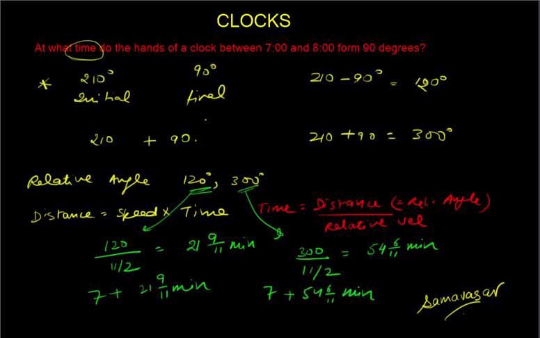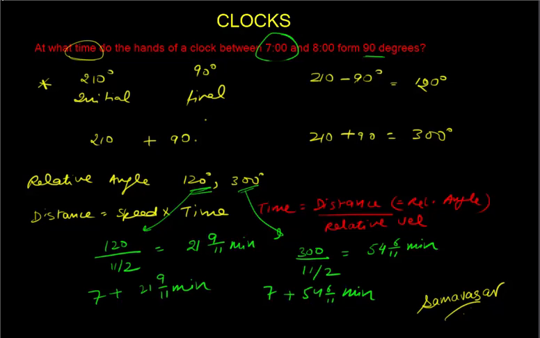So whenever you have these kinds of questions, all you need to do is calculate the initial angle from the first, between this and this. So this is this number multiplied by 30. This is how you calculate the initial angle. After that, all you need to do is add and subtract the final angle that is given, and then divide it by the relative speed, and you will get the answer to your question.